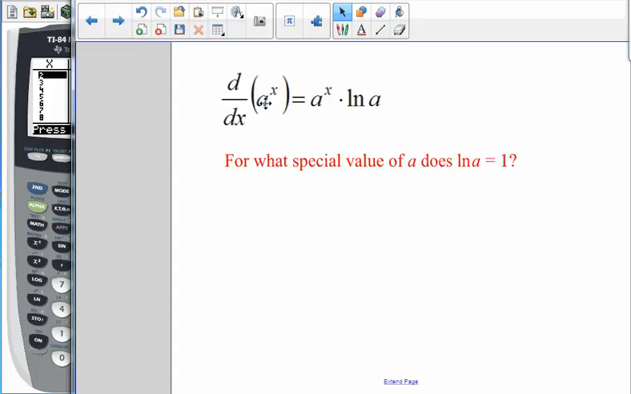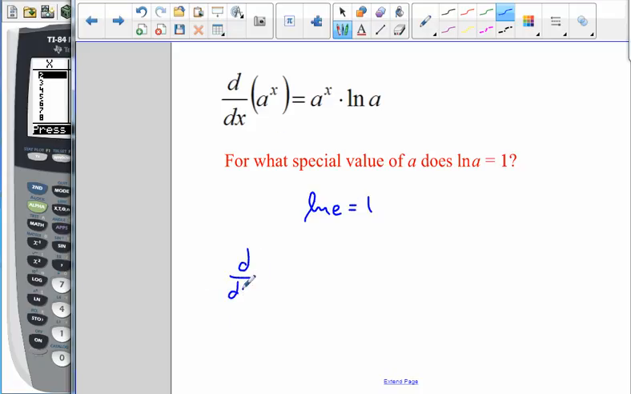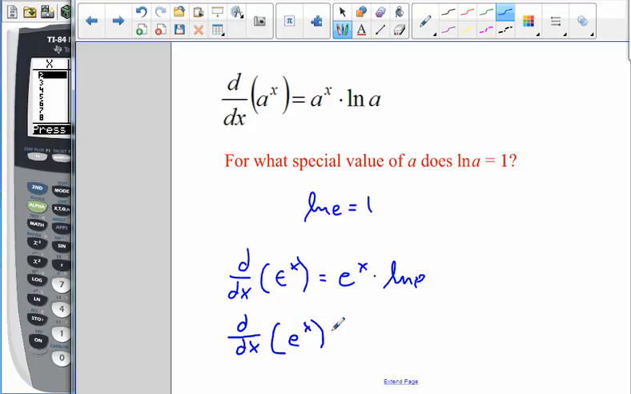So the next question is: is there a special case where, rather than multiplying by natural log a, this is actually just 1? What we want to recall in this case is that the natural log of e equals 1, which means if a is e, in other words, the derivative of e to the x, we're going to get e to the x times natural log e. And since the natural log of e is 1, that tells us that the derivative of e to the x equals e to the x.